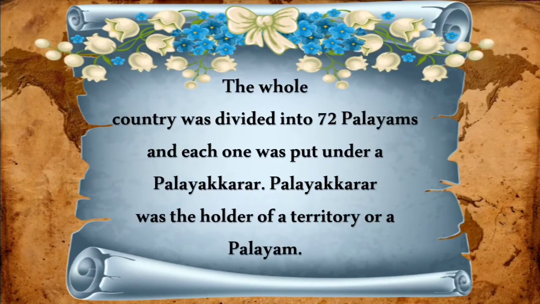Then, the whole country was divided into 72 Palayams. For better administration, the whole country was divided into small regions. These regions are called Palayams. It was divided into 72 Palayams and each one was put under a Palayakarar, in control of a specific Palayakarar.